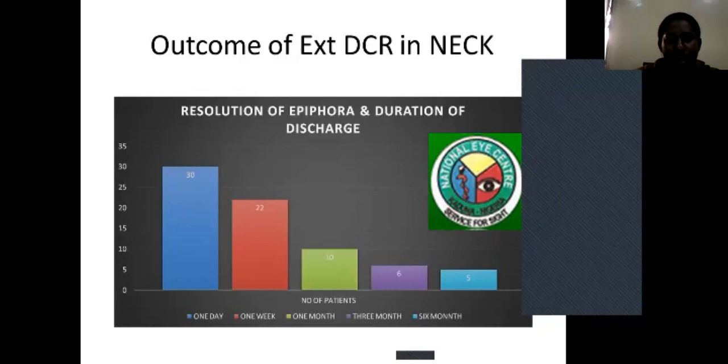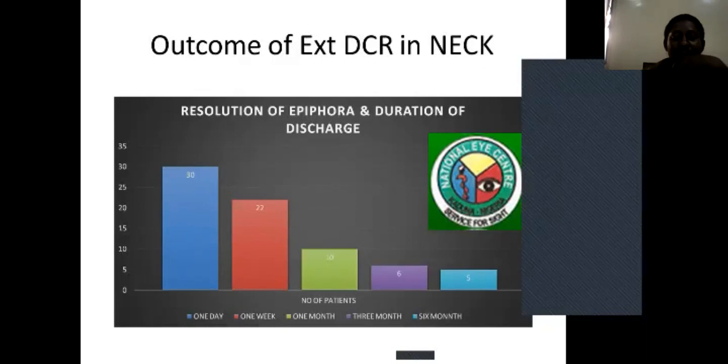We realized that epiphora did not resolve at 1 day post-op in 30% of the patients, then it subsequently decreased to 22 patients and 10 patients at 1 month. At 3 months, 6 patients had that, and subsequently at 6 months, it was 5 patients. We realized that the difference between the third month and the 6 months was not statistically significant. So in future, we may be proposing discharge at 3 months.